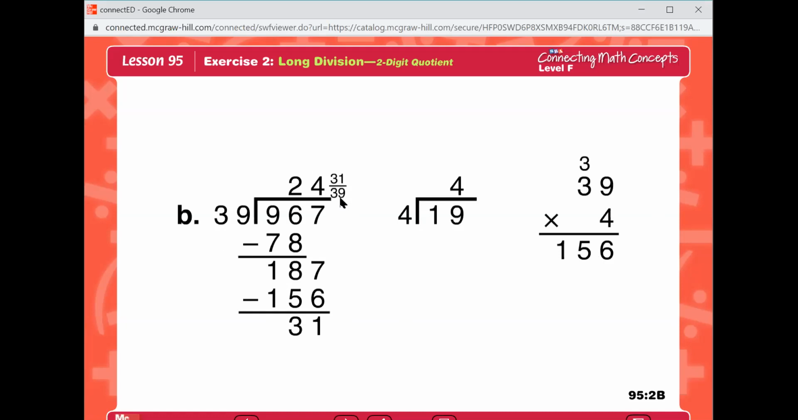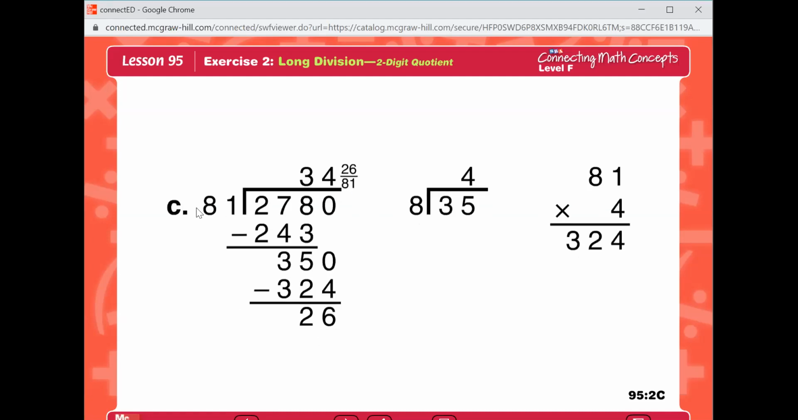Moving on to problem C. Problem C reads 2,780 divided by 81. Pause the video now to work the problem and resume when you're ready to go over the answer. So, problem C, here we go. Problem C, 2,780 divided by 81. They've already worked the first digit, so what you're going to do is, again, bring down the ones place to make this 350.